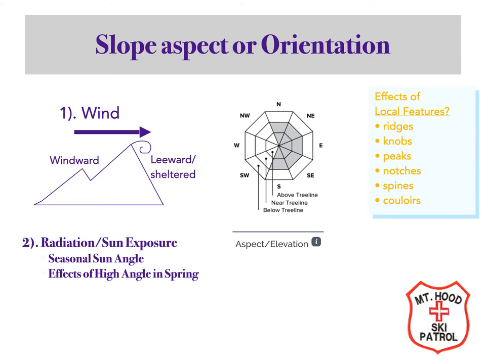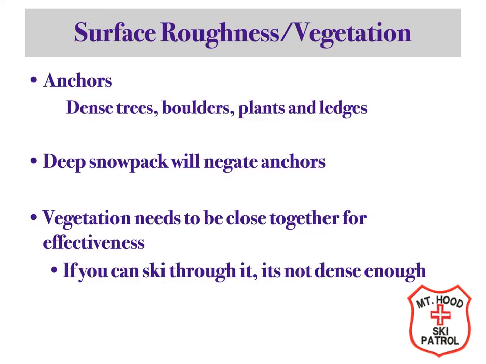The second is sun exposure, which can impact snowpack stability and hence the likelihood of a slide. Northern or sheltered aspects tend to remain colder and the snowpack will take longer to stabilize. Southern or sun-exposed aspects tend to be warmer and stabilize more quickly. Local terrain features such as ridges, knobs, and notches can magnify the effects of the wind and sun exposure.